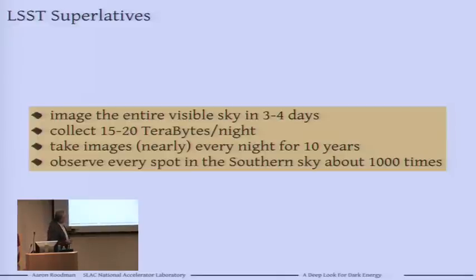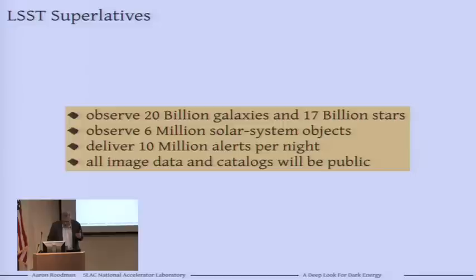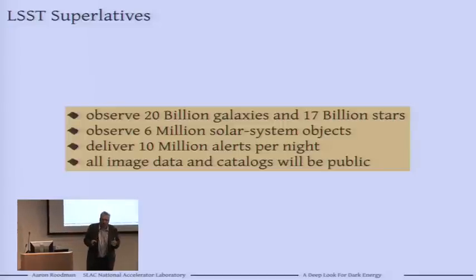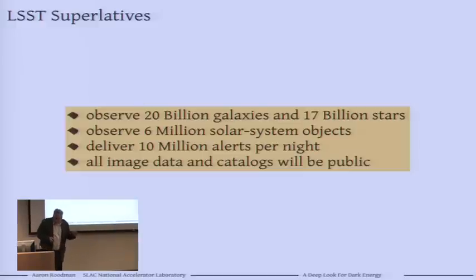More superlatives. Well, I said this before. We see the entire sky in 3 or 4 days. That's 15 to 20 terabytes a night. And we'll take images nearly every night for 10 years. We'll see every spot in the southern sky maybe not quite 1,000, but very close to 1,000 times. So it's a way of looking at the sky that's different than any other telescope has really used before. And I'll talk more about that closer to the end of the talk.